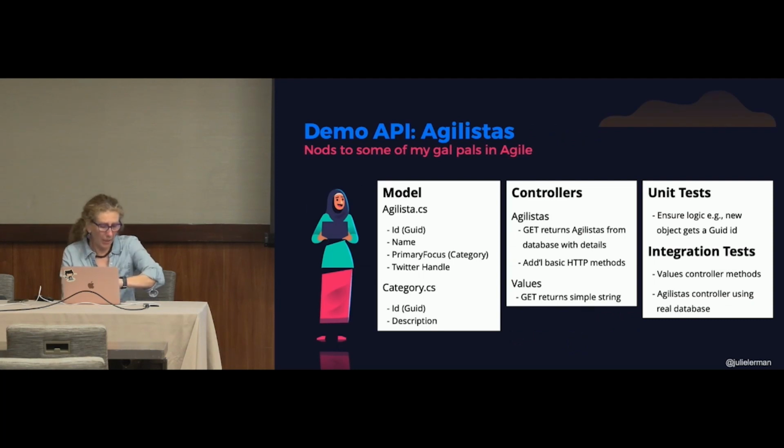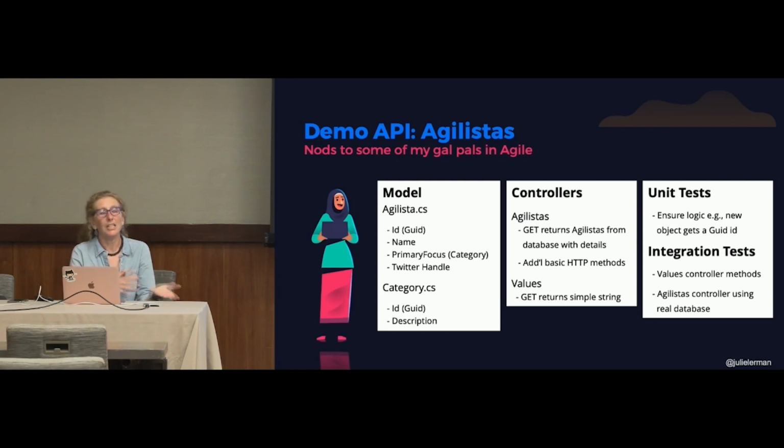So the demo that I'm using is a pretty simple one. I originally did this talk at an Agile conference, so I decided my domain was going to be my gal pals in Agile. My base model just has an ID and a string for a name. We have categories of their focus of expertise within Agile. So the Agilista has a reference to primary focus and their Twitter handle. That's pretty simple.